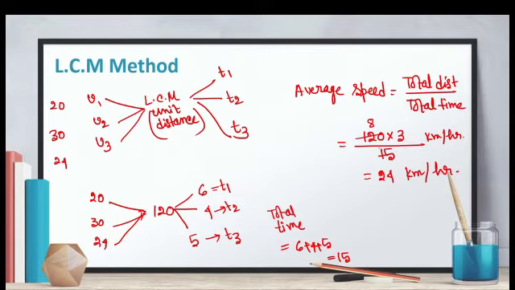So it's very easy. So what is the LCM method? We will take the LCM of the 3 different speeds, and this LCM will be considered as the unit distance. And when we divide this unit distance by speeds v1, v2, v3, we will get the timings t1, t2, t3. And then we will calculate the average speed with the formula total distance upon total time. Okay, hope it is clear. Let's solve a problem.